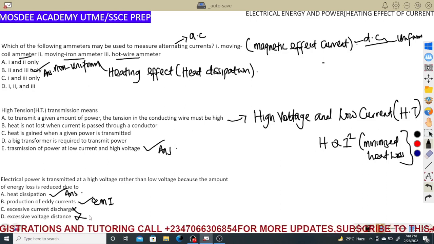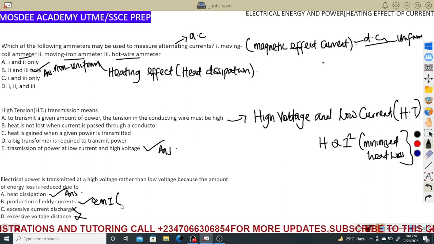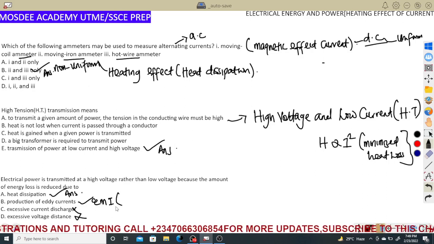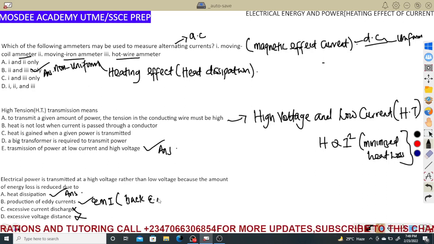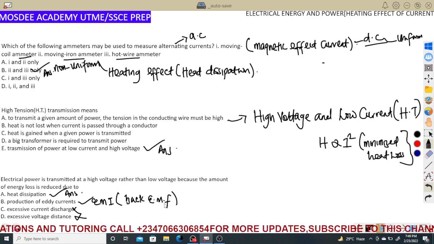You understand? The answer to what we are talking about: eddy current falls under what we call electromagnetic induction. We are going to understand eddy current. It is called back electromagnetic force, back EMF. But for now, let's limit it to that. I will still talk about it, along with loss by hysteresis, magnetic reversal.